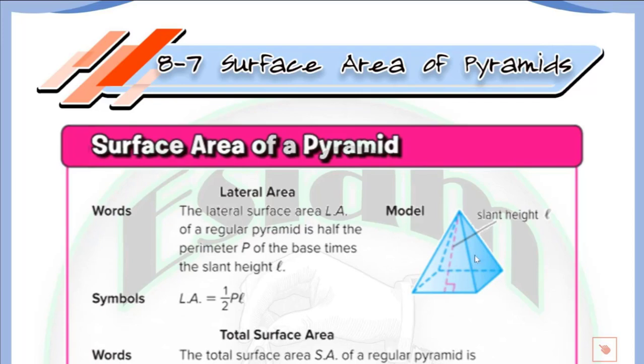To find the lateral surface area, it will be equal to 1 over 2 multiplied by the perimeter of the base multiplied by L. Well, L is defined as the slant height. The slant height is the height of one face. So the lateral surface area is half multiplied by the perimeter of the base multiplied by L, where L is the slant height. The slant height is the height of one face.